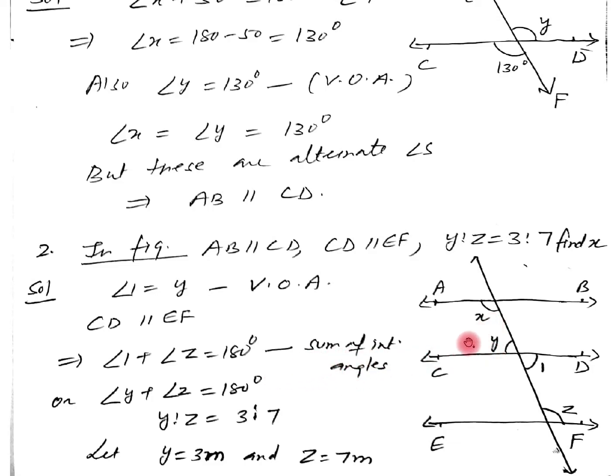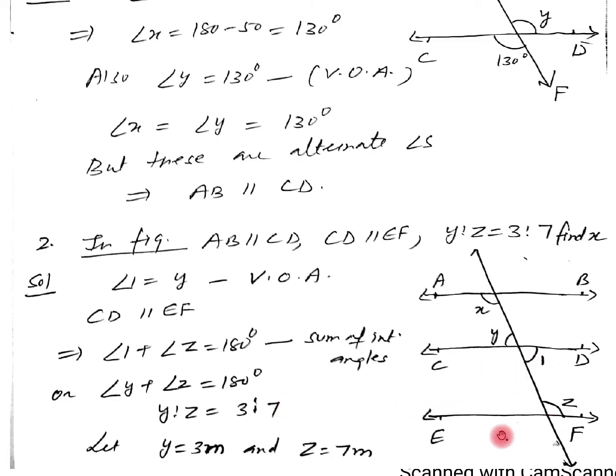Now it is very much clear Y equal to angle 1, or we can say angle 1 equal to Y, vertically opposite angles. And here again we know CD parallel to EF. So therefore angle 1 plus Z must be equal to 180 degree. Now here angle 1 can be put equal to Y. Y plus Z equal to 180 degree.